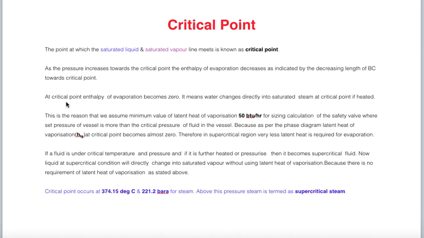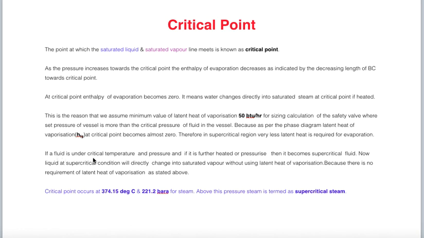So this is the reason that we assume a minimum value of latent heat of vaporization of 50 BTU per hour for sizing calculation of safety valves where the set pressure of the vessel is more than the critical pressure of the fluid in the vessel. Because as per the phase diagram, the latent heat of vaporization HFG, as denoted in the steam table, at the critical point becomes almost 0. Therefore, in the supercritical region very little latent heat is required for evaporation. You will come to know this concept when you learn how to size a critical PSV, pressure safety valve, or supercritical PSV. This is for those who are working in the process design field and have 2 to 3 years of experience. They can understand this concept if they have done critical PSV sizing or supercritical PSV sizing.